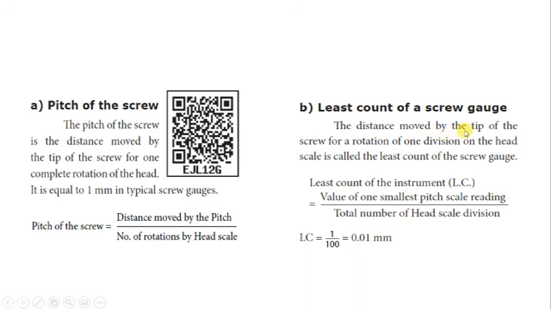The distance moved by the tip of the screw for a rotation of one division on the head scale is called the least count of the screw gauge. Least count of the screw gauge, capital L, capital C, is equal to value of one smallest pitch scale reading by total number of head scale reading.